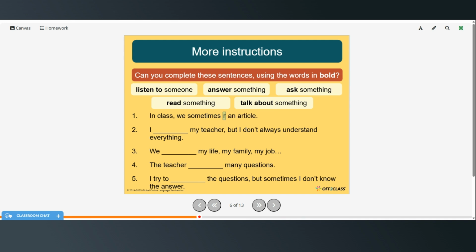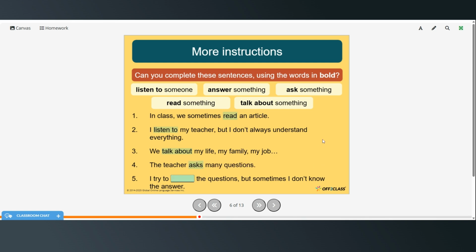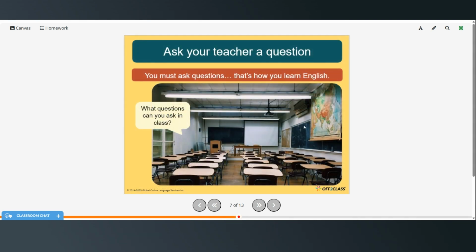Okay, in class, we sometimes read an article. I listen to my teacher, but I don't always understand everything. We talk about my life, my family, my job. The teacher asks many questions, and I try to answer the questions, but sometimes I don't know the answer. Okay, so you must ask questions, and that's how you learn English. So what kinds of questions can you ask in class?